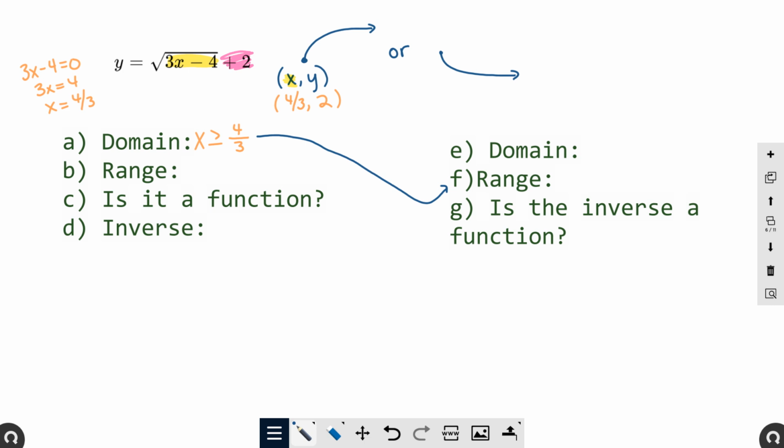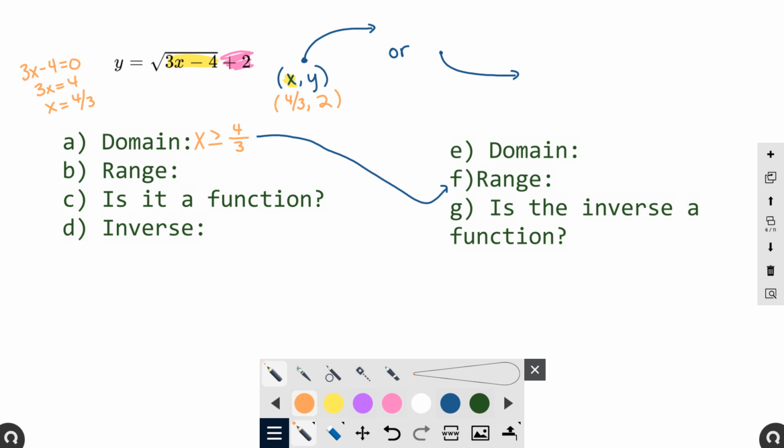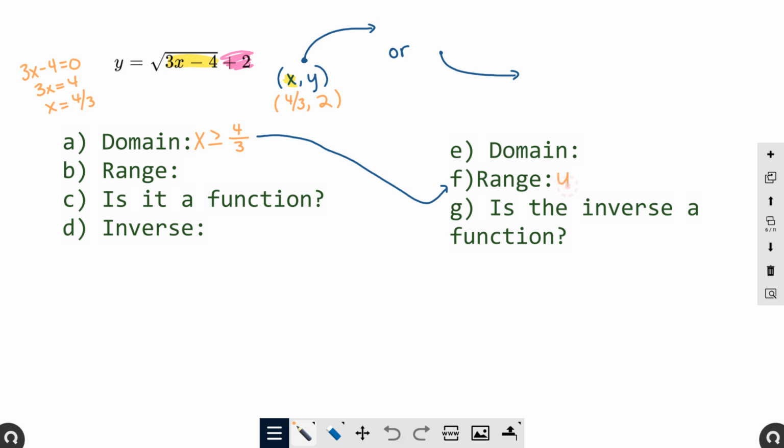Now, you can pause here, and you can actually go over here and use that to write your, oops, about missed it, range. Sorry about my curve there. So the range would be y is greater than or equal to 4/3.